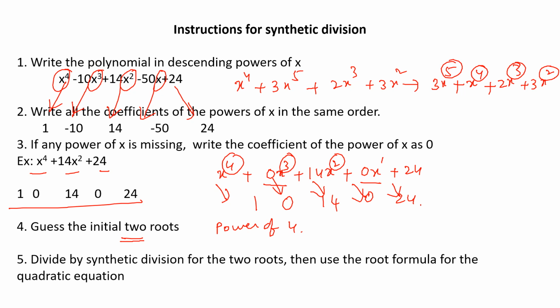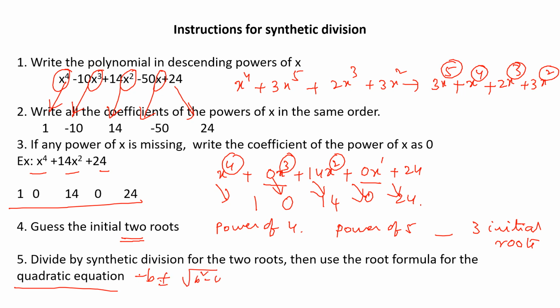If it is a power of 5, then you have to guess 3 initial roots, because we know how to solve a quadratic equation, isn't it? Minus b plus or minus the square root of b square minus 4ac, upon 2a, right? Or the factor method. So we know how to solve a quadratic equation. Therefore, until we get a quadratic equation, we have to use the guess method. We have to guess the initial roots.